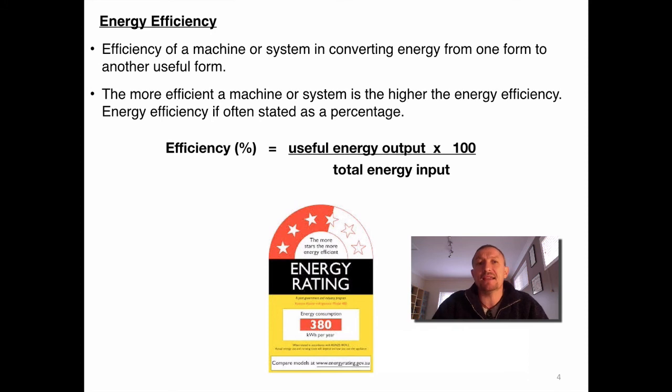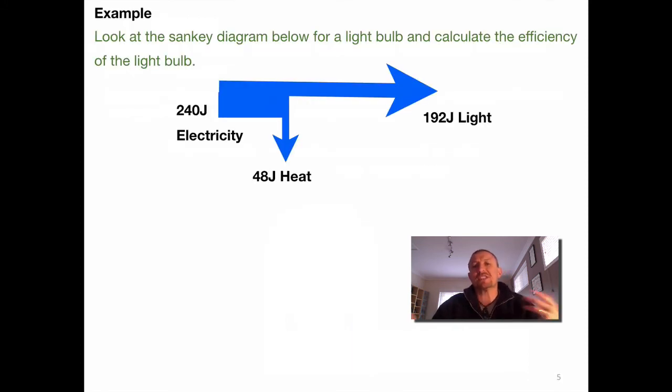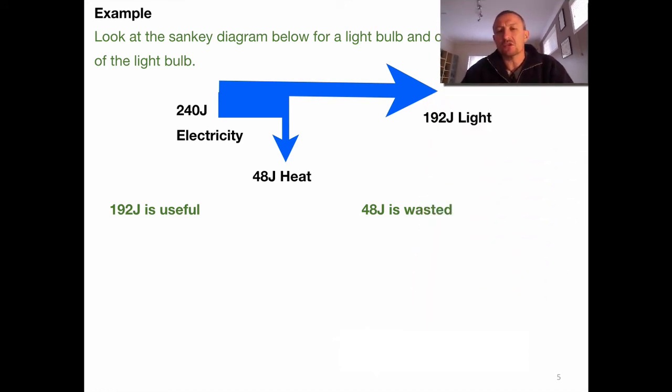Well, let's have a look at a little example. Here is a Sankey diagram showing the amount of energy going through a light bulb. We've got 240 joules of electricity coming in. From this, 48 joules is heat and 192 joules comes off as light. Now, remember, it's a light bulb. What do we want the light bulb to do? Generate light. So we're looking at the efficiency of the light bulb. How good is it at producing our usable energy, which is light? So 192 joules is useful, 48 joules is wasted.